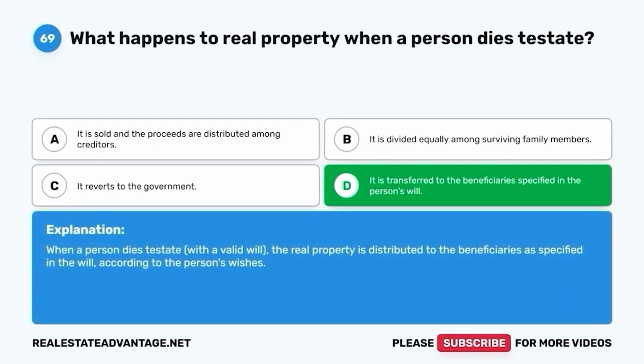When a person dies testate with a valid will, the real property is distributed to the beneficiaries as specified in the will according to the person's wishes.